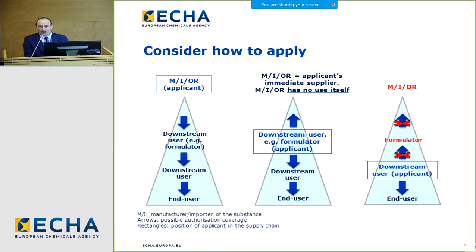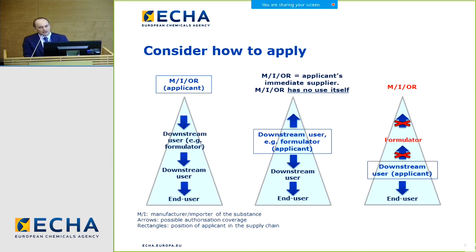In the middle of the slide, you have the case where the application is made by a user, in that case a formulator, for instance, and he will cover his use and the downstream uses. In this case, the actors on the top of the pyramid can still place the substance on the market for the downstream users, provided that they have no use themselves, of course. And the third one is the case where the application is made by a downstream user, at, let's say, not the bottom, but an intermediate stage. Of course, these downstream users can cover their own use and they can cover downstream uses, but they cannot cover uses upstream. So this may influence quite a lot the way you want to prepare your application.